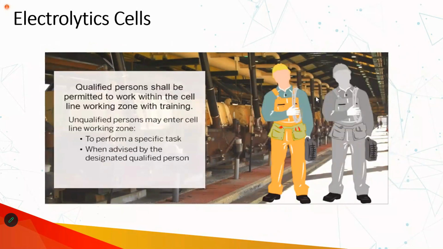Only a qualified person shall be permitted to work within the cell line working zone, with the training. An unqualified person may enter the cell line working zone to perform a specific task when advised by the designated qualified person. So what will be the limited approach boundary, restricted approach boundary? Those are not here, but in the electrolytic cell there is a concept of cell line working zone.